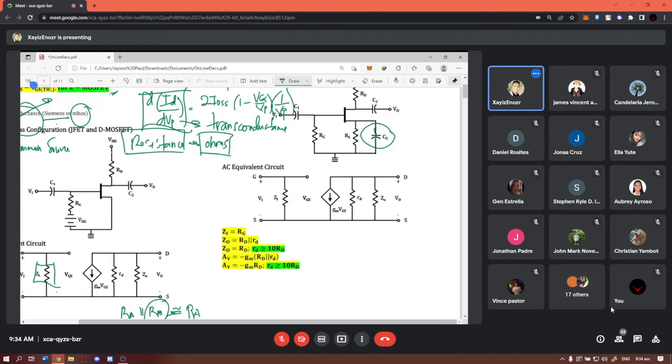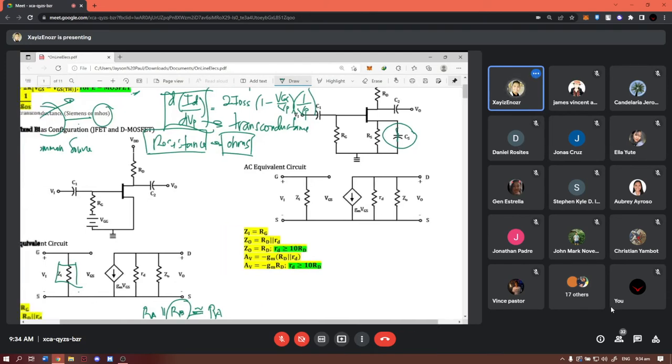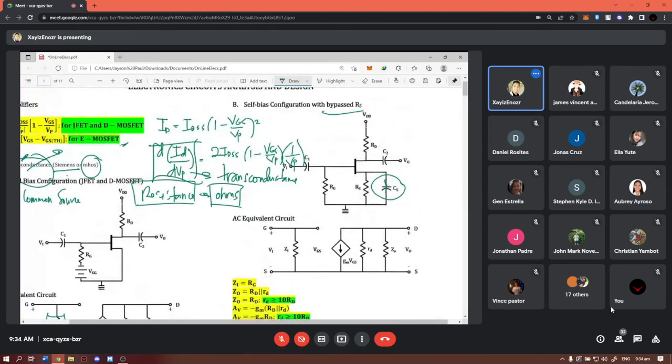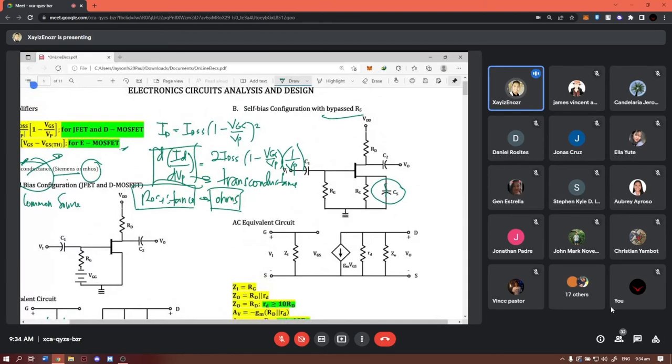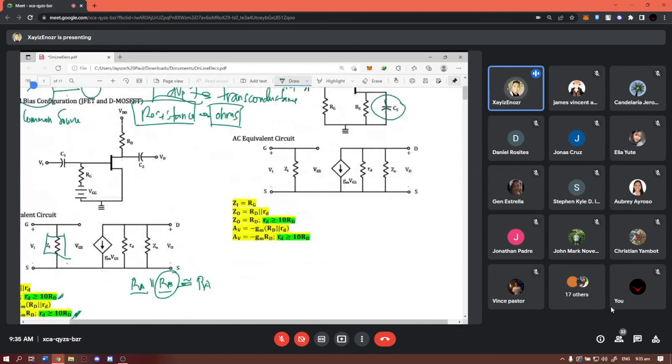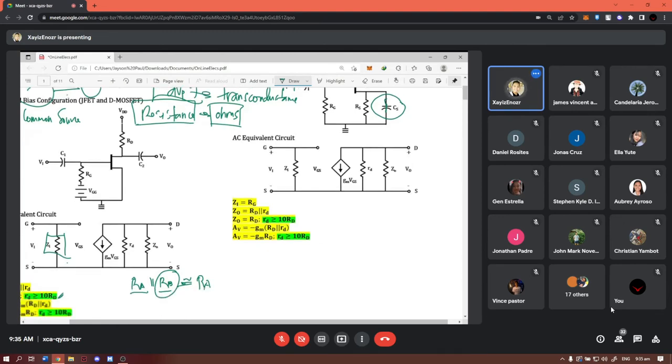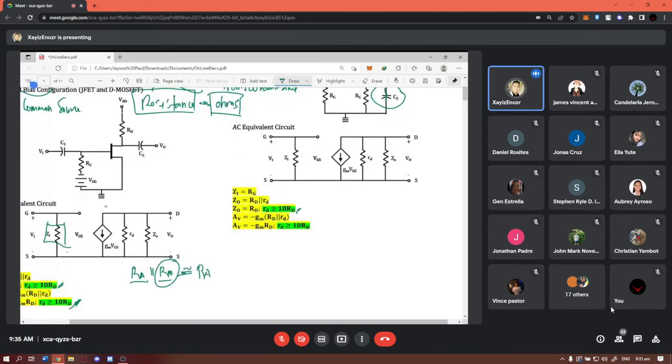Almost the same lang siya with yung sa ating fixed bias common source. So, common source pa rin to, ha? So, self-bias configuration na common source. So, ang input impedance natin, RG, kung ano man yung nasa gate terminal resistance. Then, ang output, since common source pa rin naman to, output impedance ganun pa rin. So, ganun pa rin yung formula for voltage gain.